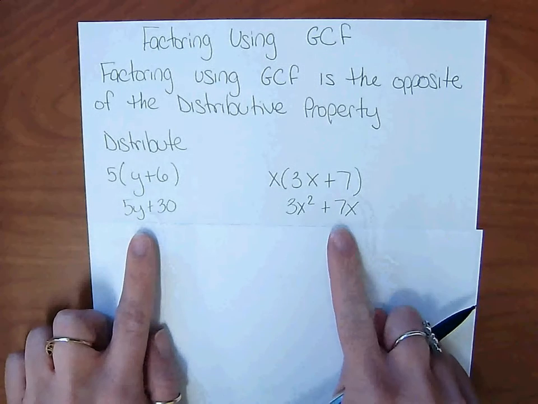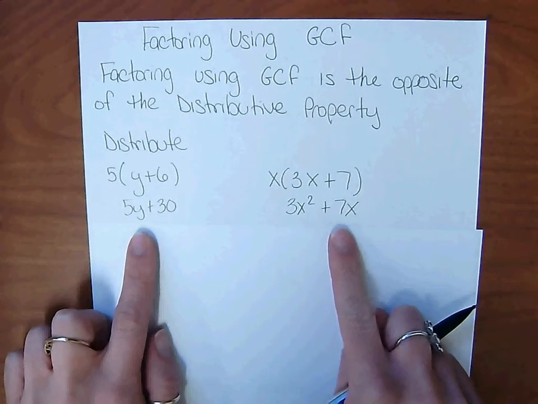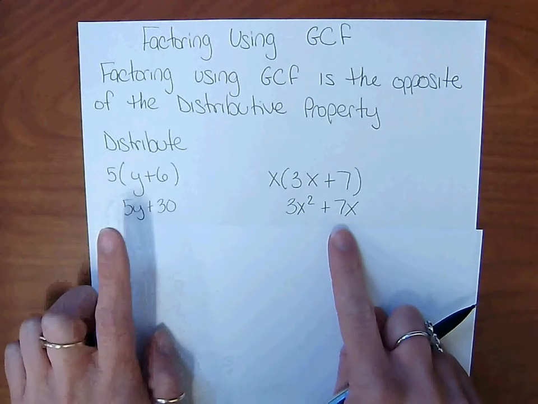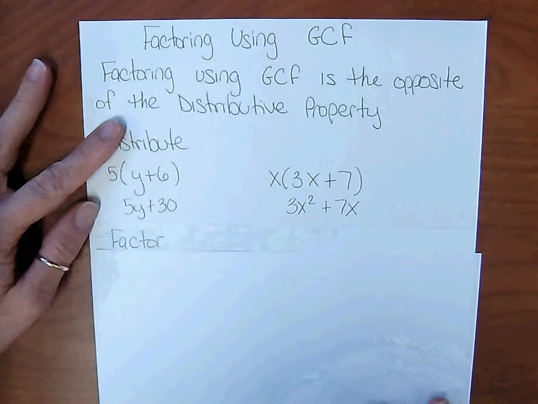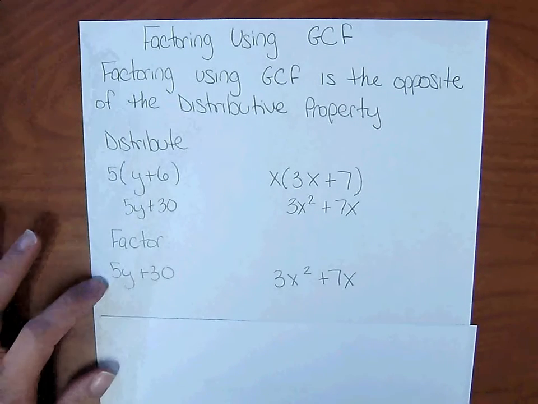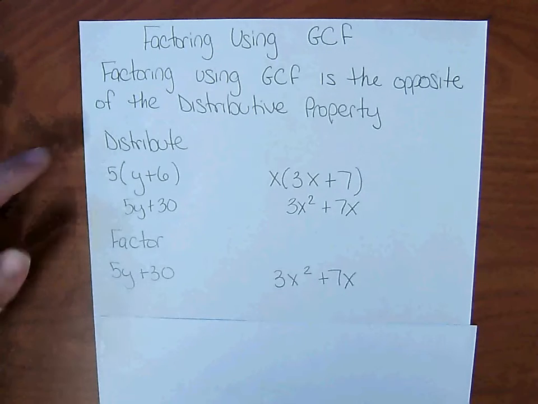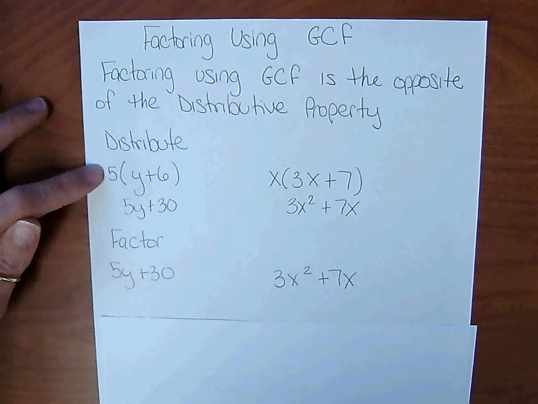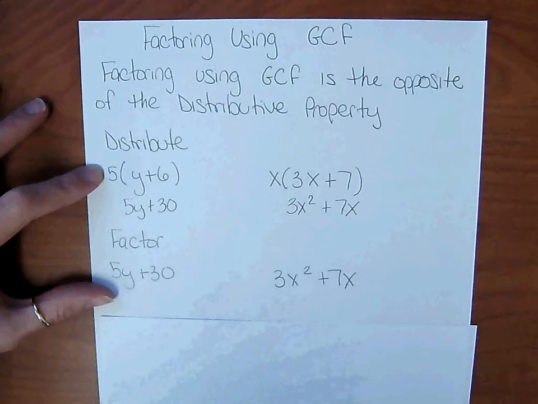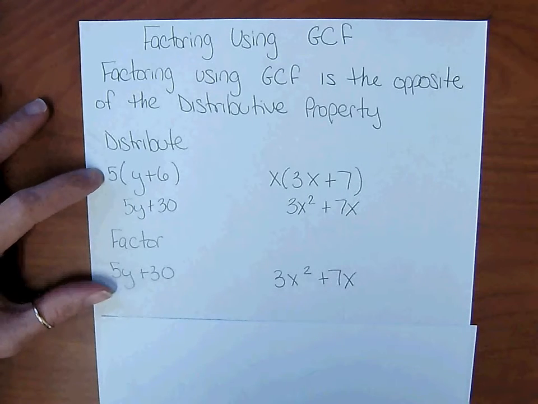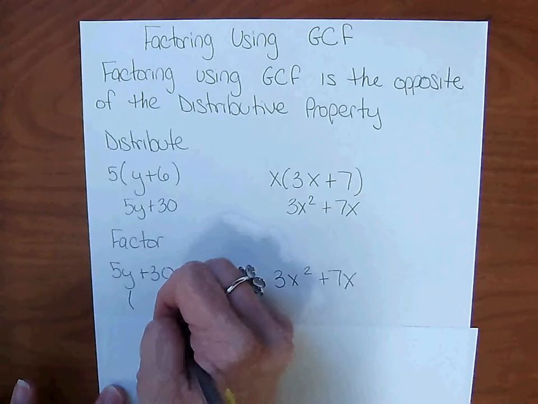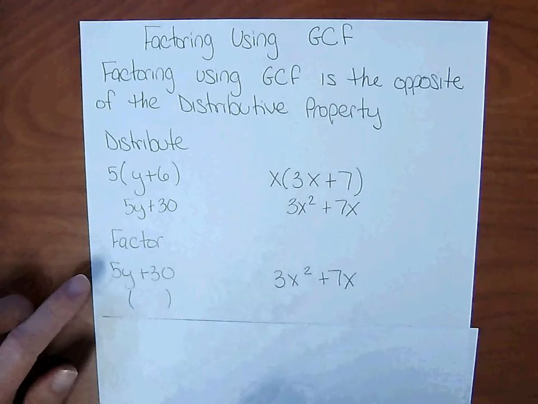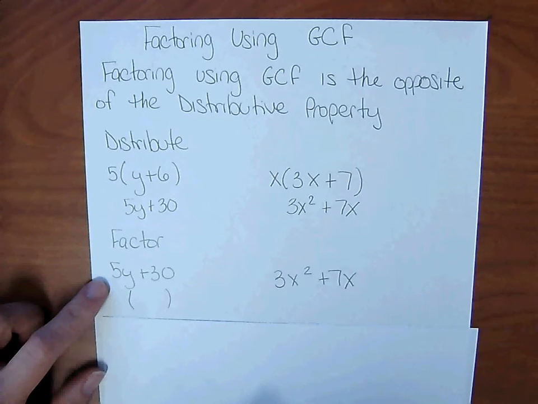Since factoring using GCF is the opposite of the distributive property, our answer in the distributive property question becomes the question when we factor. And our question when we distribute will become our answer when we factor. So keeping that in mind, we know our answer to factoring is going to have a number on the outside of parentheses. That number on the outside, number and/or variable, is what can come out of both terms.